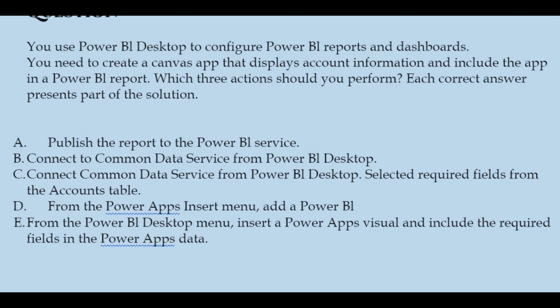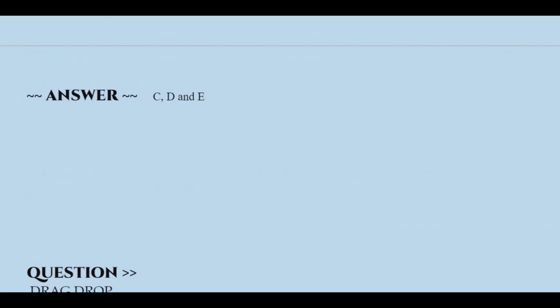Option D, from the Power Apps insert menu at the Power BI. Option E, from the Power BI Desktop menu, insert the Power Apps visual to include the required field in the Power Apps data. The correct answer is options C, D, and E.